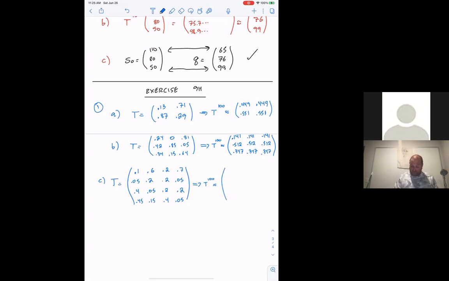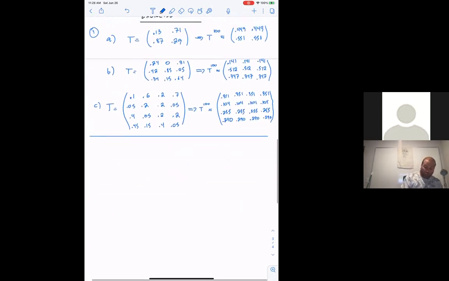And when I do this, I get 0.351, 0.104, 0.255, 0.290, and the other columns are the same, because that is the property of regular transition matrices. So that takes care of question number 1.